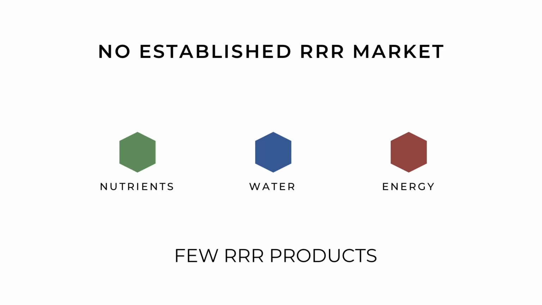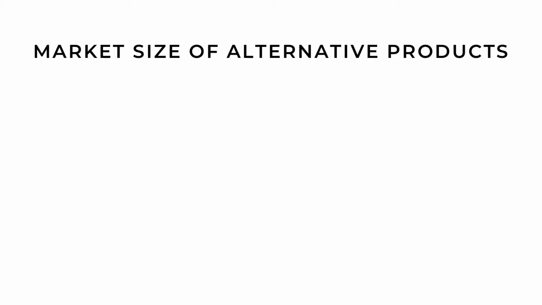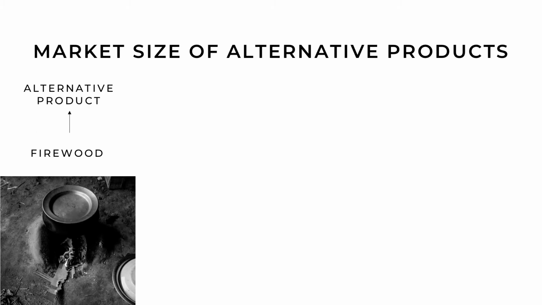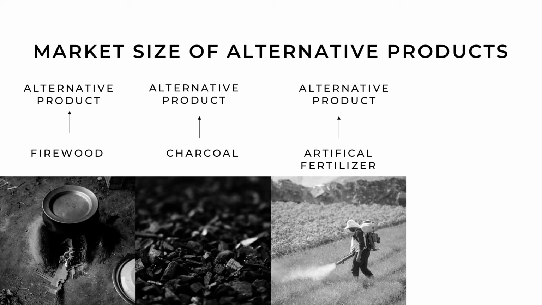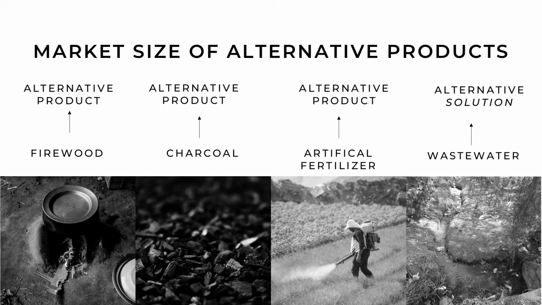Now, if this is the case for you, you will have to assess the market size for the existing alternative or substitute products. What I mean by alternative or substitute product is a product that is currently being sold in the market that could potentially be replaced by your RRR product. Examples of these alternative products are firewood and charcoal as energy sources, artificial fertilizer as a nutrient source, or simply wastewater from the drain for irrigation.